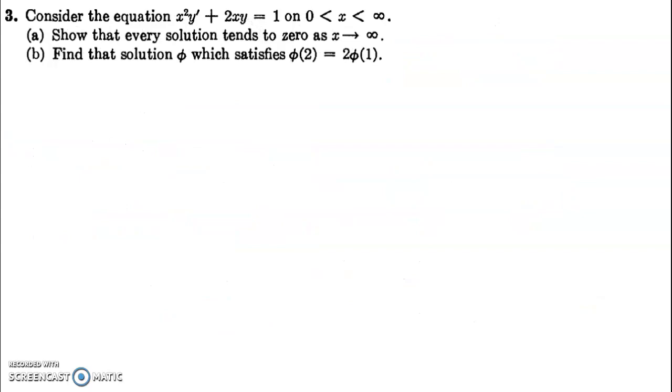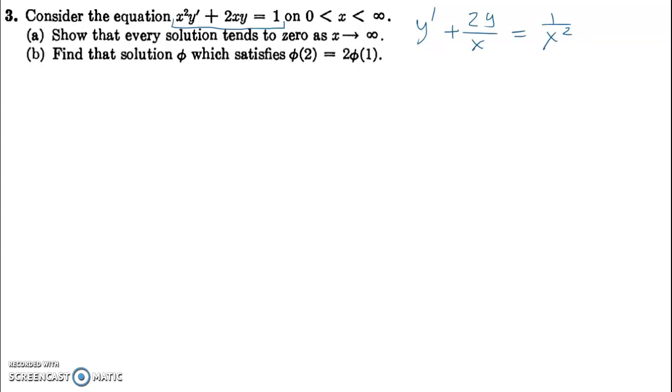Let's go on to problem 3. Okay, so this given equation is not necessarily in our general format, so let's go ahead and divide both sides by x squared. So we have y prime plus 2y over x equals 1 over x squared.